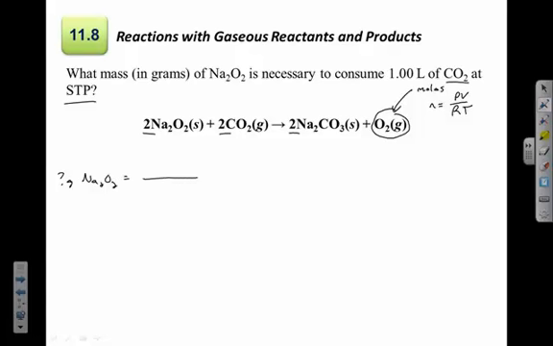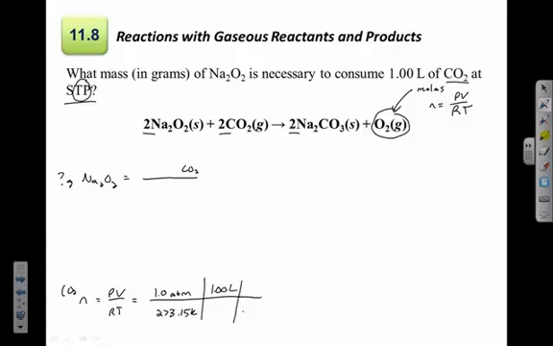Whatever amount of CO2 I have, it's got to be in moles. Because if I want to convert information about one substance to another substance, I have to convert to moles first. So I will use the ideal gas law to figure out how many moles of that CO2 I have. So I would take standard temperature and pressure. The standard pressure is 1 atmosphere. Standard temperature is 0 Celsius or 273.15 Kelvin. The volume that's given is 1 liter.